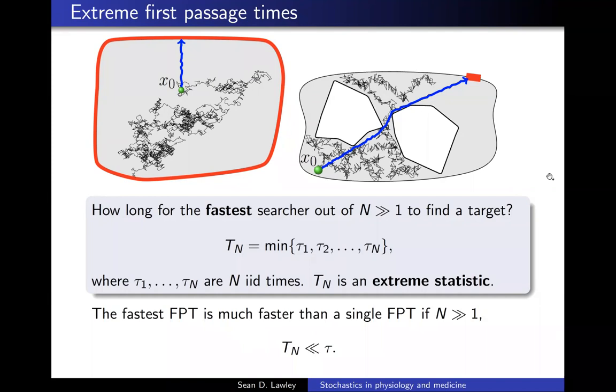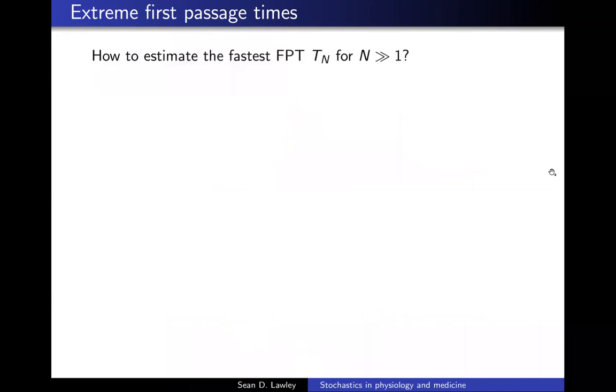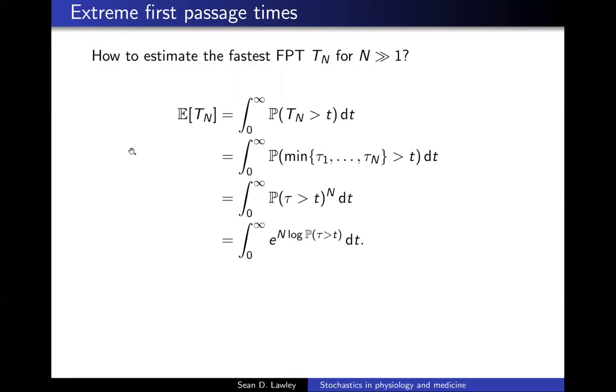Okay, so what can we say mathematically about these? I tried very hard not to make this talk too technical, but I wanted to do a real simple back of the envelope calculation, which gives you a feel for why this problem is interesting mathematically, just to give you a sense for the asymptotics involved. So how might you estimate this fastest first passage time T_N for large N? Here's a calculation. The first equality: the expected value of T_N is just the integral of the probability that T_N is bigger than t. This is the survival probability of T_N. This is an identity from probability theory.